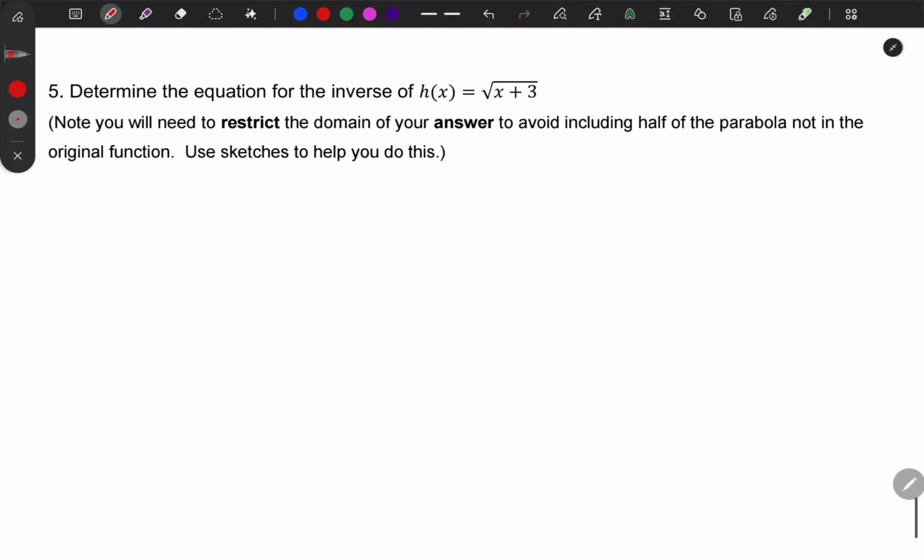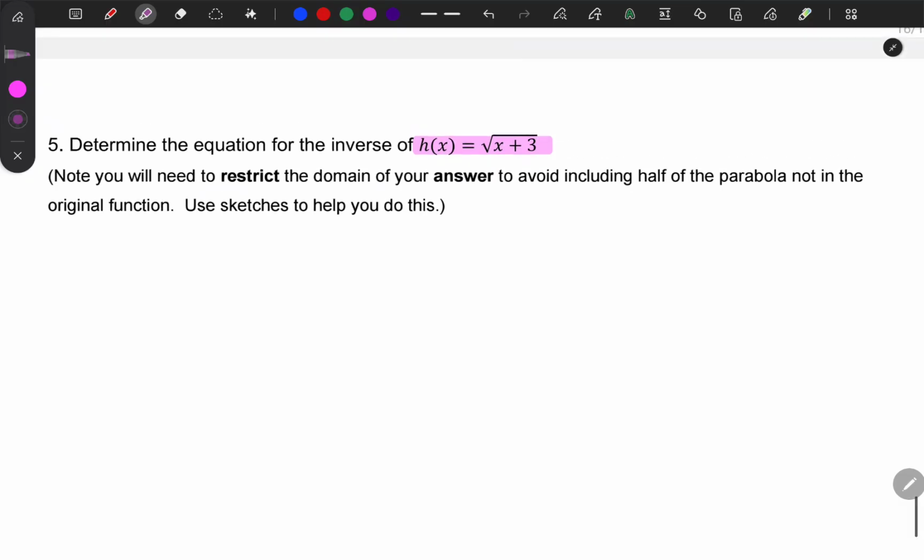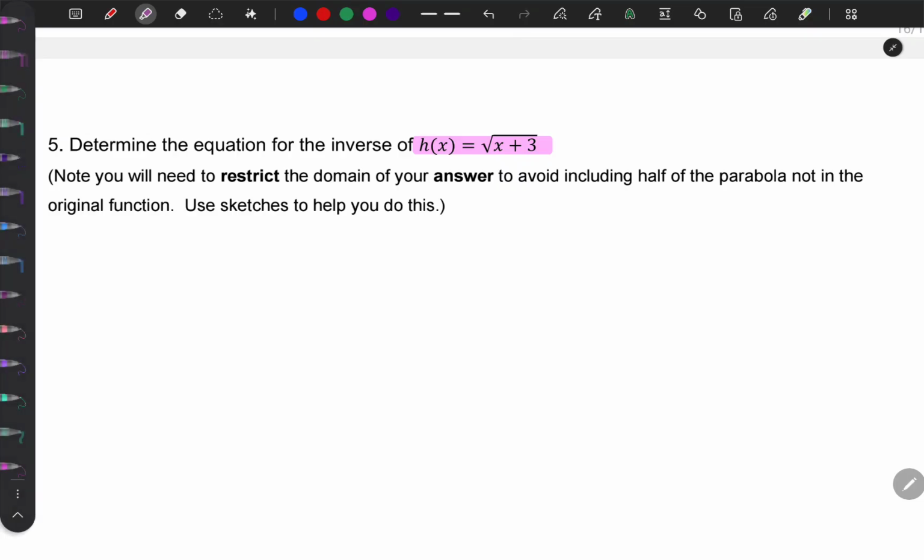Let's determine the equation for the inverse of h of x, where h of x is the square root of x plus 3. All right, we'll come back to this note afterwards. Let's just start with the equation. So let's write our original equation in the form y equals the square root of x plus 3. To find the inverse, we will switch x and y. x is equal to the square root of y plus 3. Sorry for the stray bracket. Let's get rid of that.